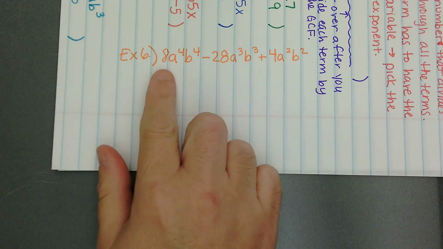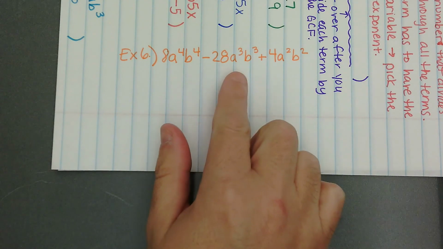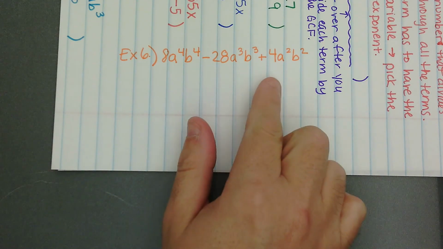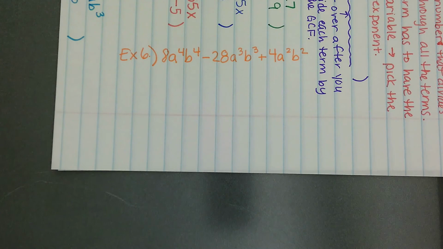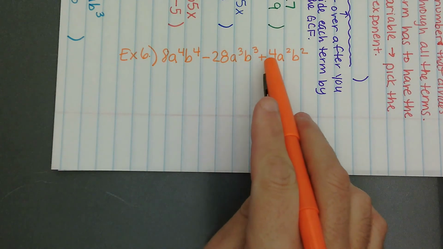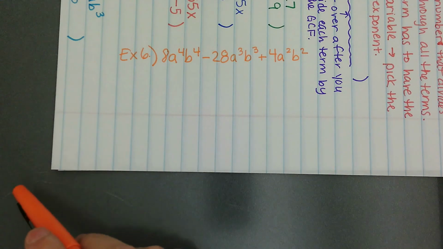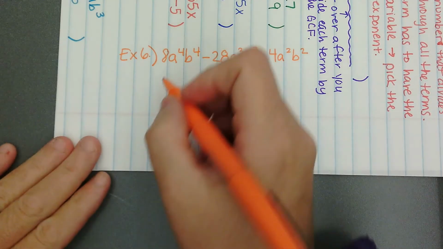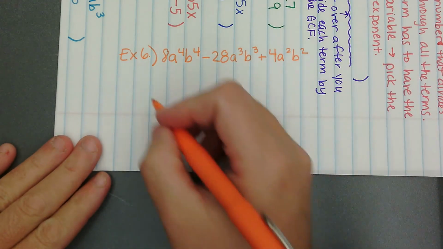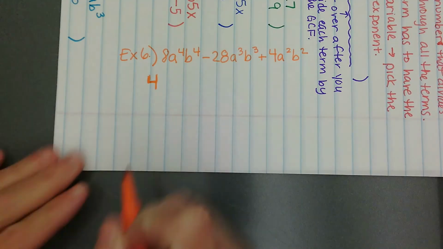Number 6 says 8a to the fourth b to the fourth minus 28a to the third b to the third plus 4a squared b squared. And we're looking for a GCF. So we've got 8, 28, and 4. What's the biggest number that divides into all three of these constants? If you're thinking 4, you're correct. So 4 goes into 8, 4 goes into 28, and 4 goes into 4 itself. So 4 is our GCF for the numbers.